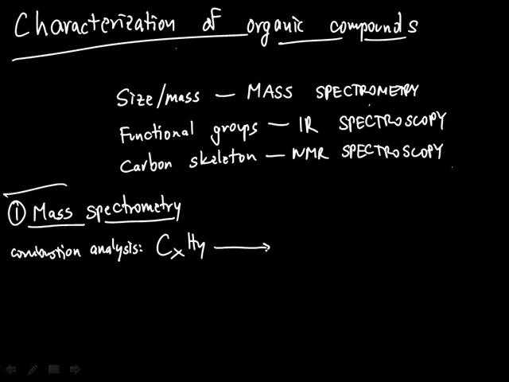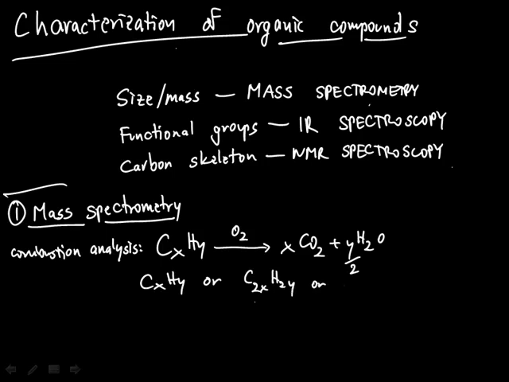If we start with combustion analysis, we will get X moles of CO2 and Y/2 moles of H2O. And this will tell us what the ratio of hydrogen and carbon is in that molecule. However, this will not allow us to distinguish between a compound with the formula CxHy, or a compound with formula C2xH2y, or a compound with this formula. Okay? And to figure that out, we would need to know what the mass is.